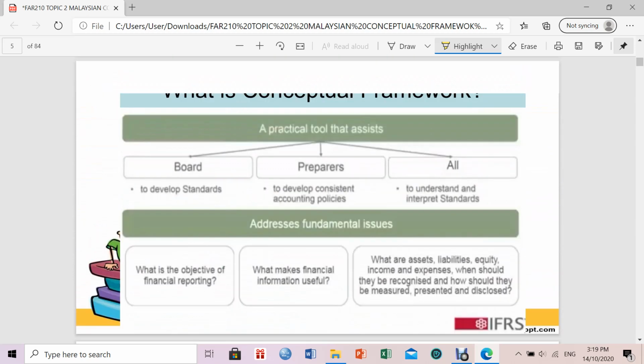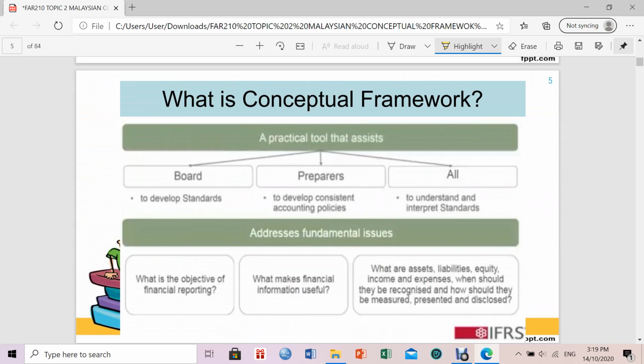So now we want to discuss the definition of what a conceptual framework actually is. The conceptual framework is a practical tool that assists three parties. The first one is to assist the board. Board here is not the board of directors, not the BOD, but refers to the Malaysian Accounting Standards Board, MASB. It helps the board to develop our Malaysian standards, known as MFRS, based on consistent concepts.